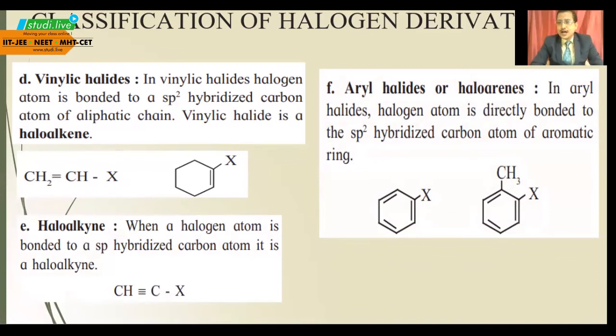And the last one is aryl halide or haloarene, where halogen is attached to an aromatic ring. It is attached to a benzene ring. You can see here this is a benzene ring, and halogen gets attached to the benzene ring. So that is aryl halides, or you can call it as haloarenes. Yes, so that completes the part of your classification.